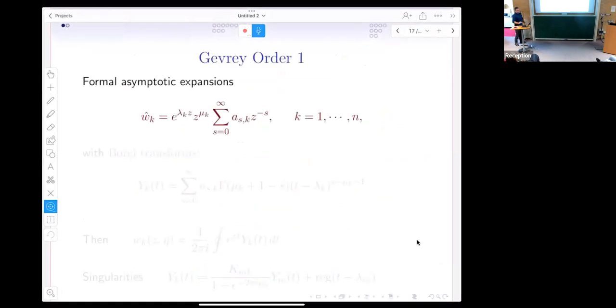Maybe just a few words about Gevrey order one. So all of this was done before I had ever seen any Borel transform. This was all based on just this Cauchy-Heine trick. When I wanted to generalize this to nth-order differential equations, then it becomes easy to actually use the Borel transform.